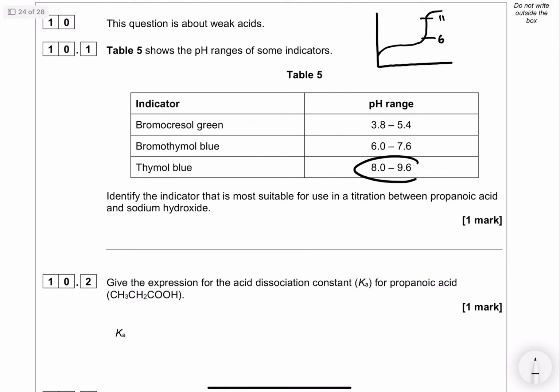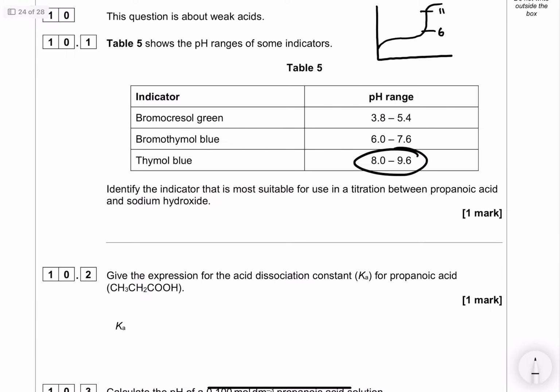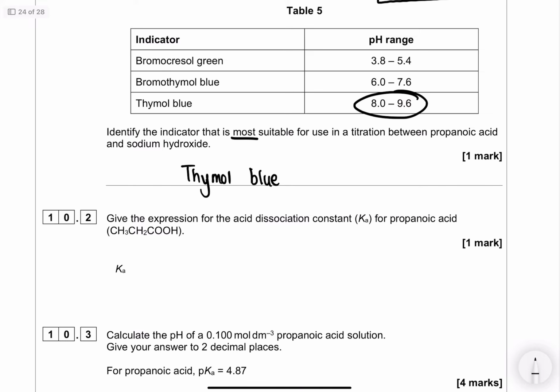The most suitable will be thymol blue because its range definitely will fall. We don't really know on this 6 whether we're still going around the corner or not. Thymol blue is going to fall right in the middle of this range. So thymol blue is the most suitable.